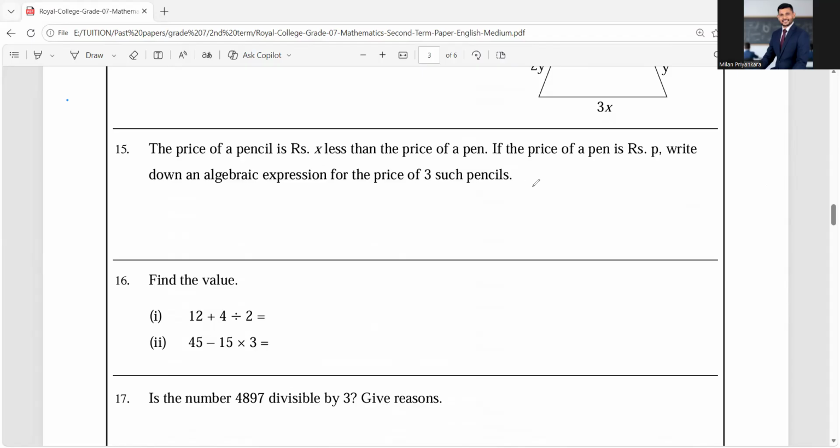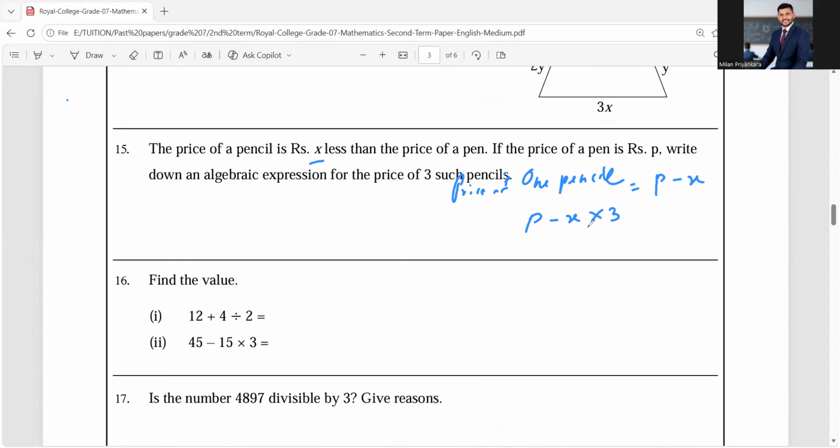Right. If the price of a pen is P rupees, write down an algebraic expression for the price of 3 such pencils. Okay, the price of one pencil is X less than P. That means P minus X. Right, P minus X. Then if it is 3 pencils, you have to multiply this by 3. Then P minus X multiplied by 3.